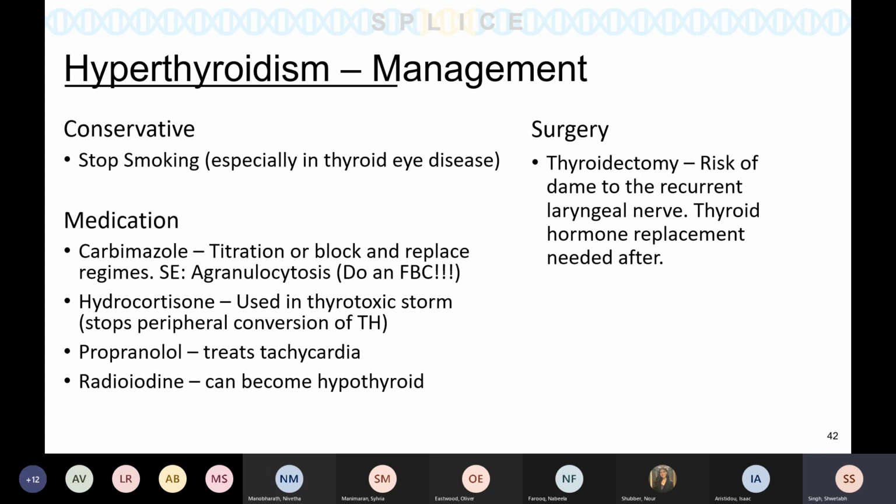Hydrocortisone can also be given in a thyrotoxic storm. Propranolol treats the tachycardia and can also treat the tremor. And then iodine right at the end can be given, and this is your most invasive medical treatment for hyperthyroidism. Surgery-wise, thyroidectomy, again, as highlighted in the first SBA on thyroid disorders: if it's too much, just get it out. Risk of damage to the recurrent laryngeal nerve, and you might have to give them levothyroxine afterwards. Next slide, please.